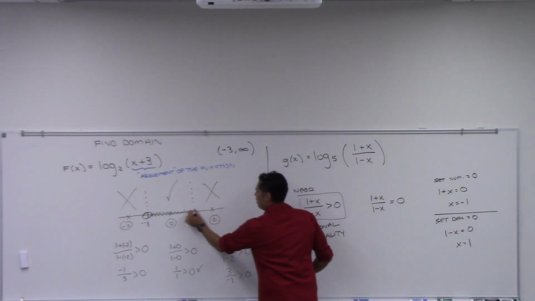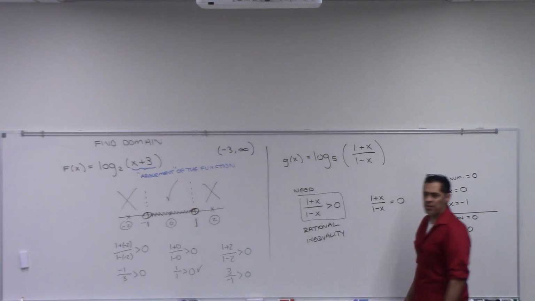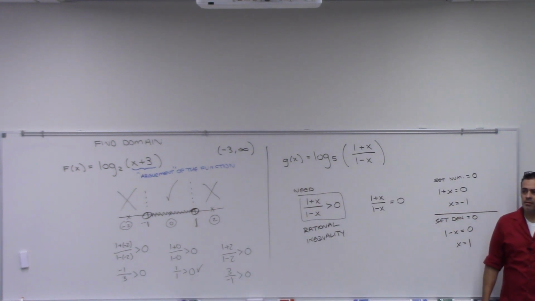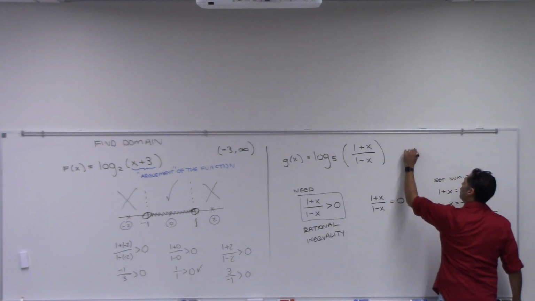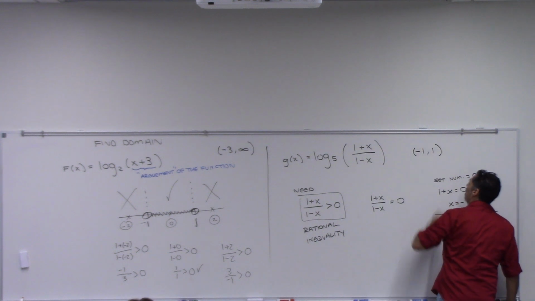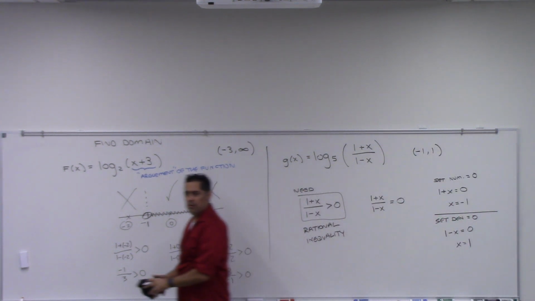So it's just the stuff between -1 and 1. That's the domain. The domain of this is -1 to 1, not including the endpoints.